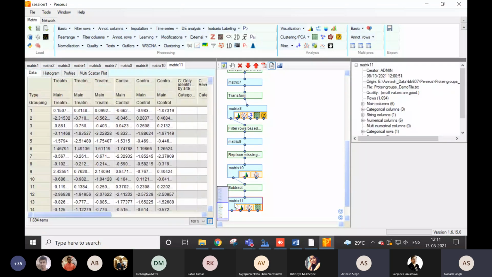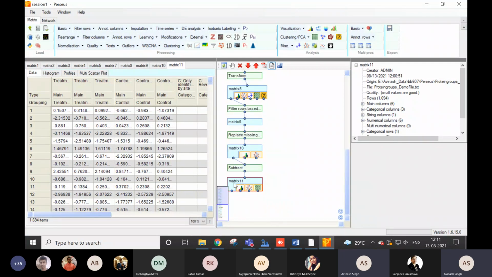Compared to MetaboAnalyst, where they have already decided the few steps you have to click, here you have to make a proper workflow, and you can easily visualize and properly understand your data, and you can use different methods to go for a particular analysis.